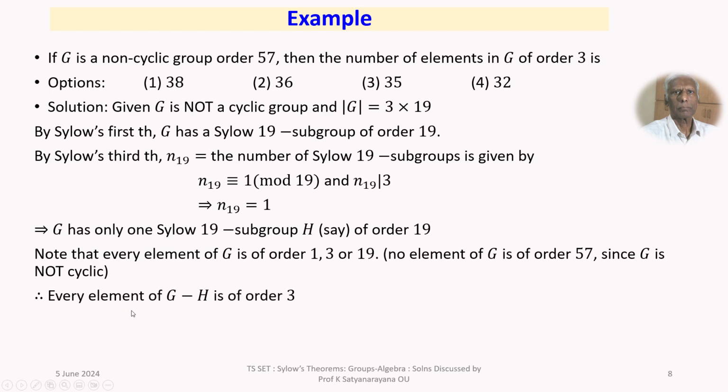Now, every element of G minus H. Now, let's get into G. 19 is a Sylow 19 subgroup.